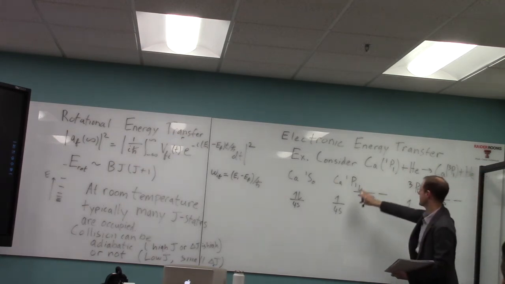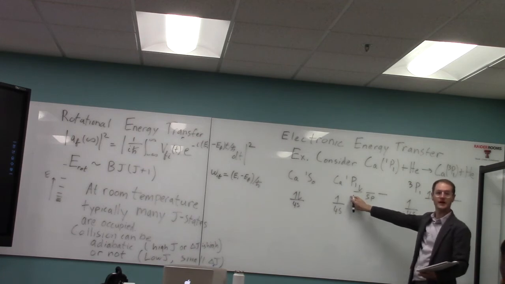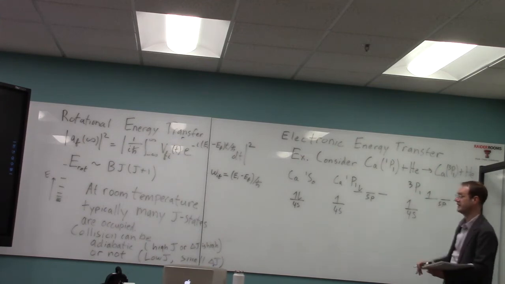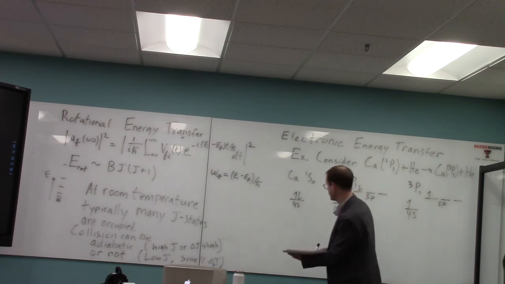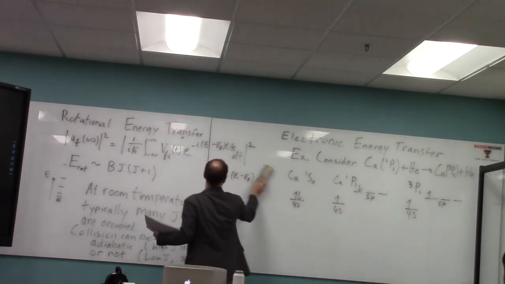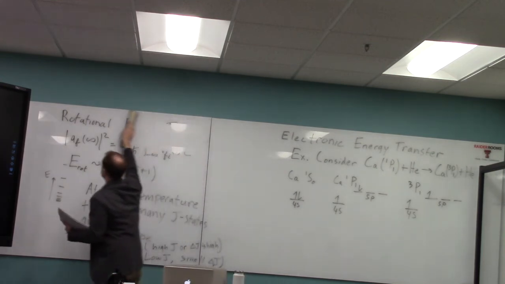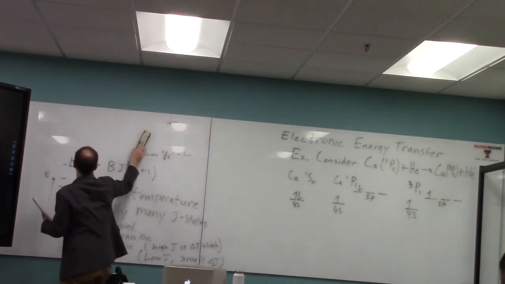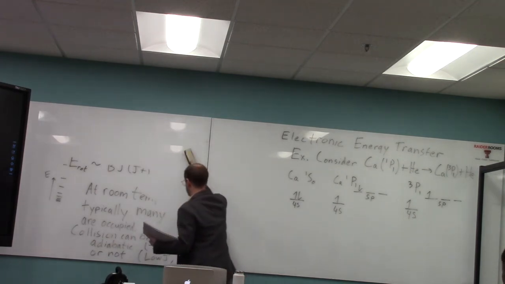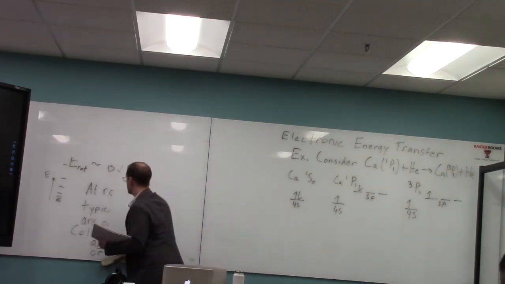You excite calcium to this level, and then it can undergo a collision with the helium atom, and it has some probability of relaxing to this state, right? So the spin flips, and there's an energy relaxation. Okay, so we're going to draw. What does that look like?